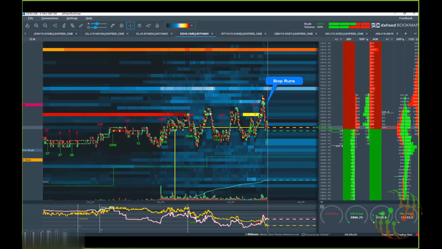As long as you are on the right side of the market, as long as you are short and your stop is over here, 2 or 3 points away, you're still in the game. It doesn't matter.